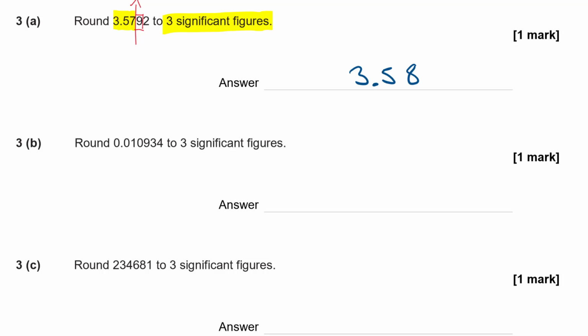3b says round 0.010934 to three significant figures. So my first significant figure is the first non-zero digit. Now my second significant figure, it doesn't matter if that one is a 0, it's just the first one that can't be a 0. So that's my second, and that's my third. So I need to round off after the 9. I'm going to put the cut line in here, and look at the very next digit, it's a 3. So I'm going to round that one down. I'm just going to write the digits in front of the cut line exactly as they are. 0.0109.